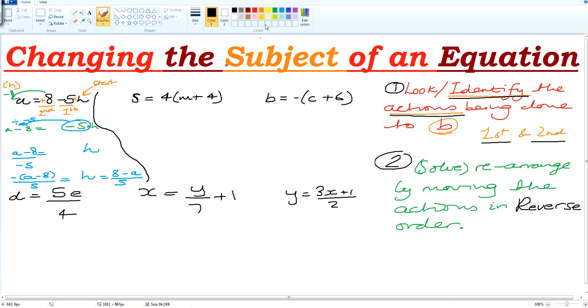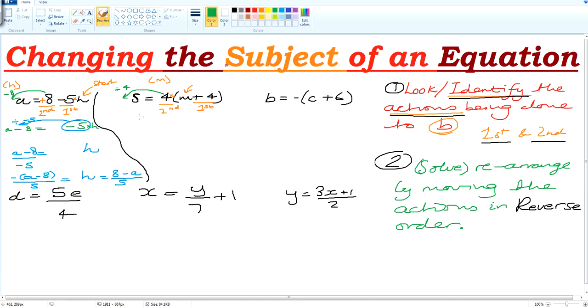Okay. Next question. We have to make what the subject in this one? We have to make m the subject. What's been done to the m? First of all, look at the screen. It's been added, and then it's been timed by 4. First action, second action. Which action shall I move first? You always move the last action in reverse order, as rule number 2 states. So the times by 4 goes over. As the times by 4 goes over the equal sign, it changes. When you change side, you change sign.